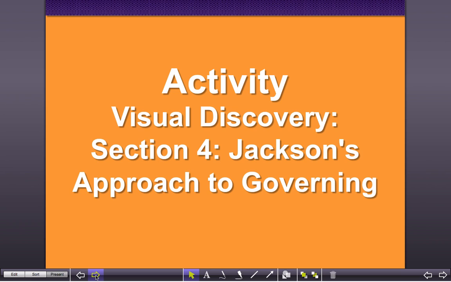All right, ladies and gentlemen, let's talk about Section 4, Jackson's approach to governing. What we're going to do is take a look at a political cartoon. I want you to think about what you see, analyze it, read through Section 4, and complete the notes for it, then check those notes. So here we go.